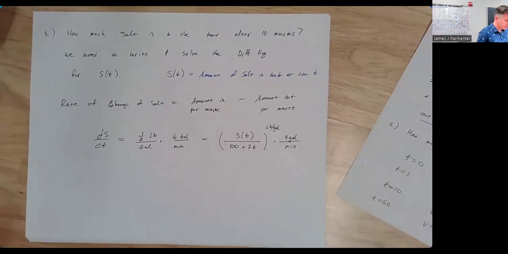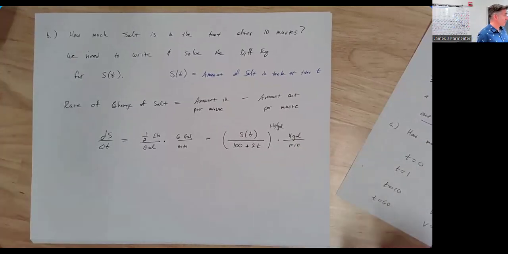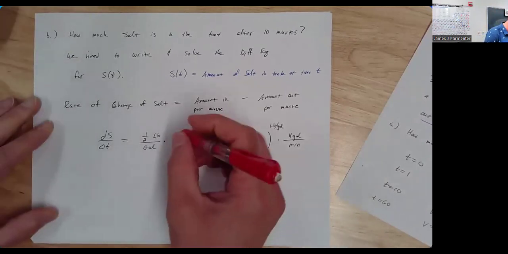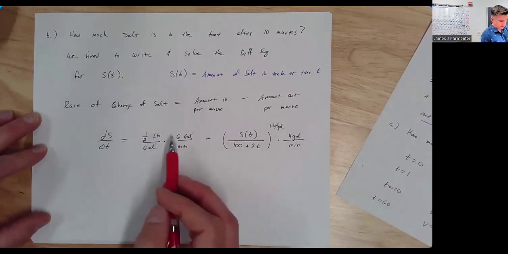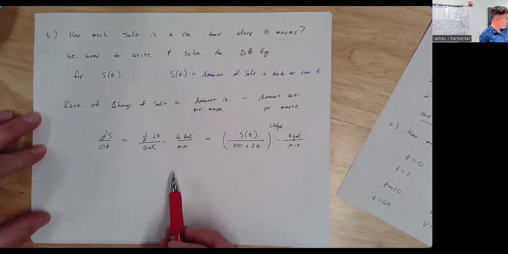I think it's good to write the units here so that you can see that the units are actually going to make sense, right? If we cancel the units here, the gallons here and the gallons here cancel to get half a pound times 6, so 3 pounds per minute.